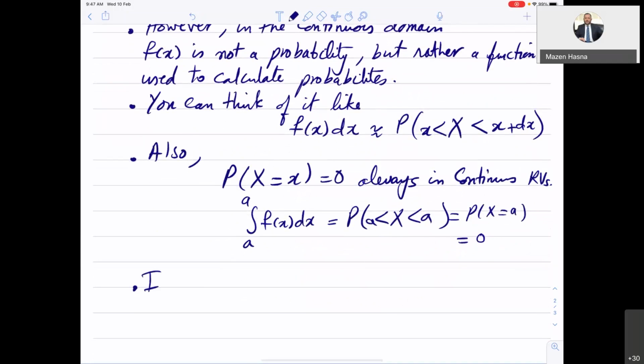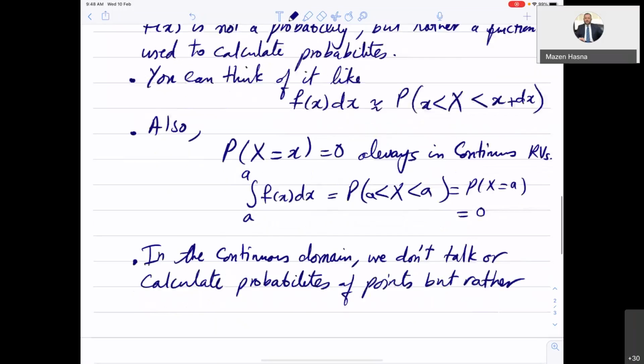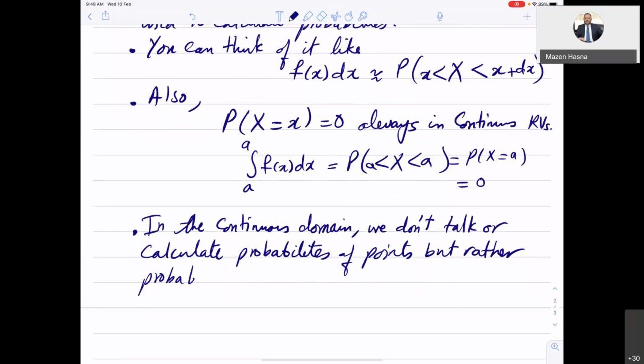So in the continuous domain, we don't talk or calculate probabilities of points, but rather probabilities of ranges, as we will see.